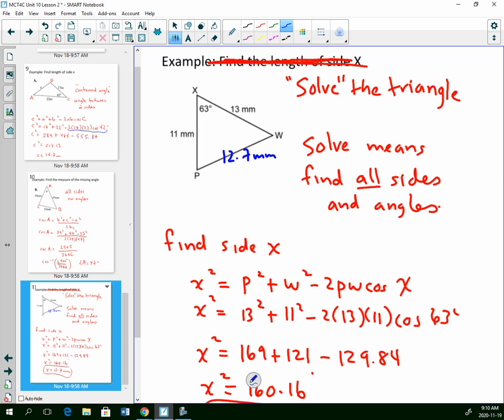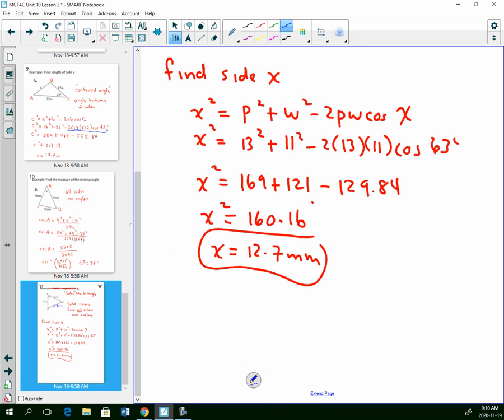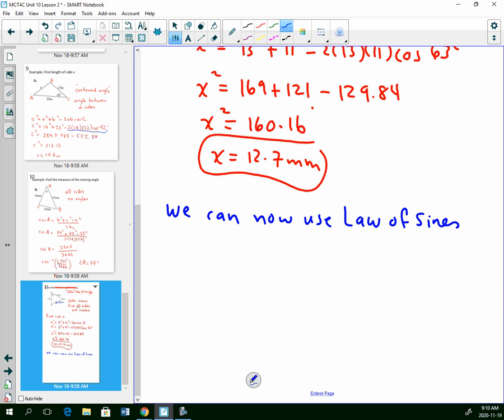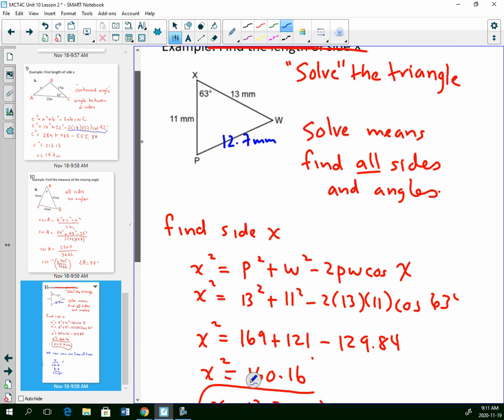Now I have enough information to use the law of sines, so I don't have to continue with law of cosines. If you continue with law of cosines, that's okay, it doesn't really matter, but you are able to use law of sines. Now that I found side x, I can use x over sine x, and angle x was 63. Then I'll just pick an angle. I have to find P and W, and it doesn't really matter which one. I'm going to do W.